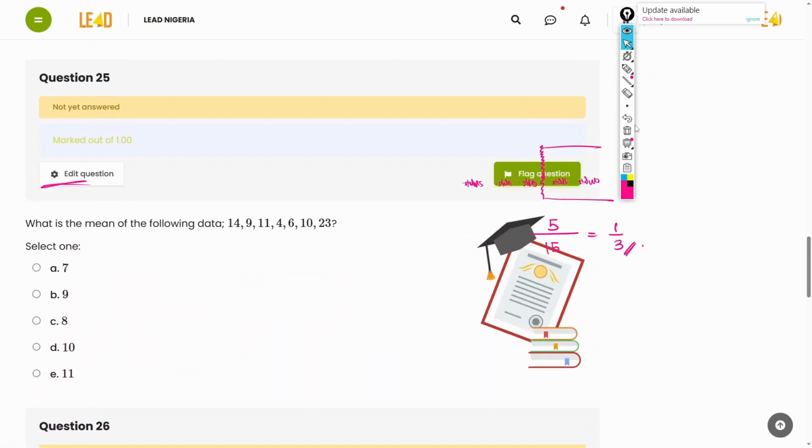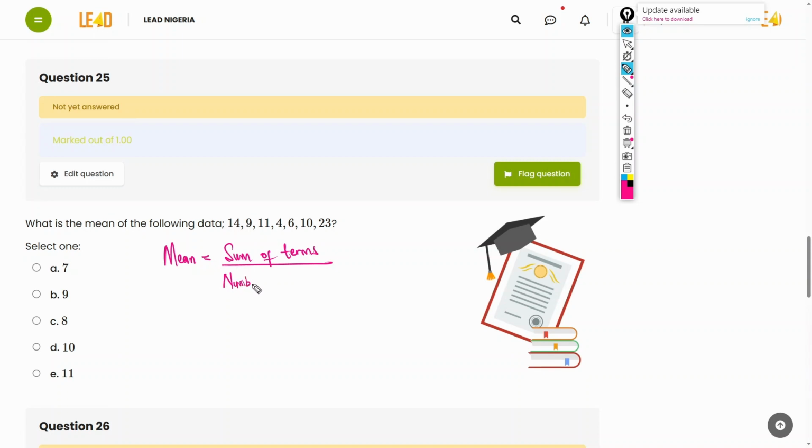All right, 25 says, find the mean of the following. What is the mean of the following data? All right, we calculate mean. Mean is given by sum of terms over number of terms. All right, sum of terms is 14 plus 9 plus 11 plus 4 plus 6 plus 23. Oh, plus 10, I skipped 10, right? 14 plus 9 plus 11 plus 4 plus 6 plus 23 plus 10, okay.